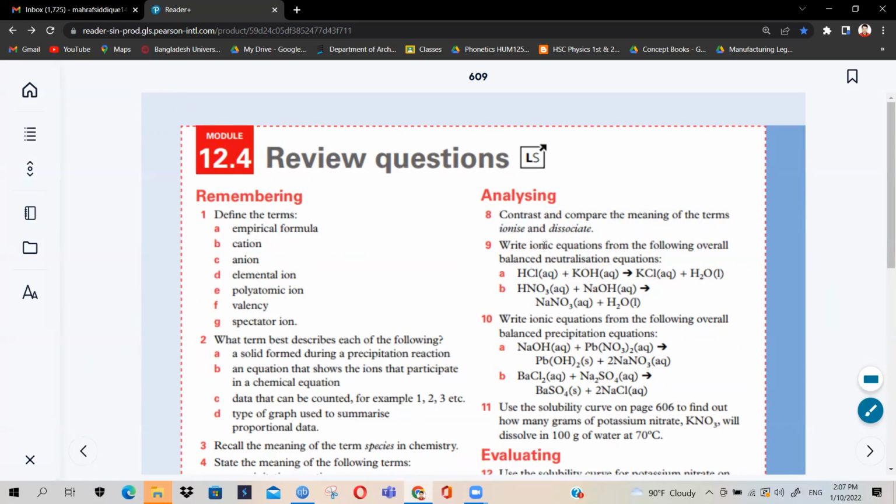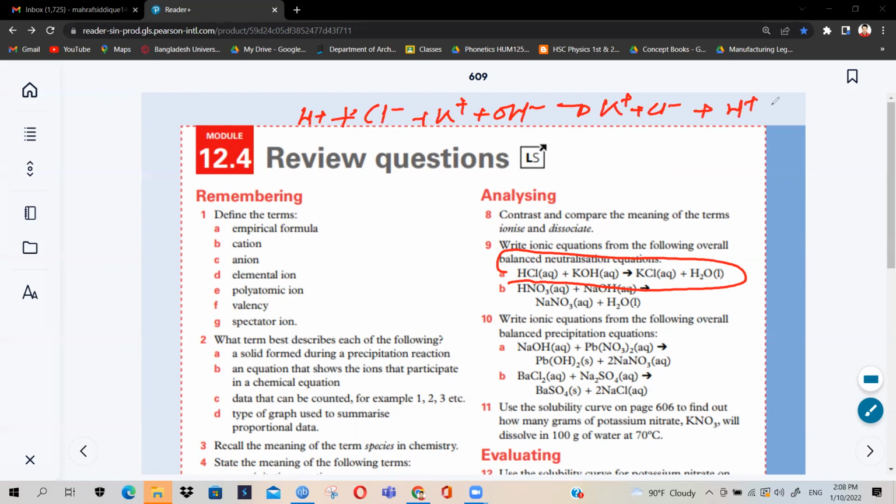So in this case, you have to write the whole thing. You cannot just write it only for potassium chloride or only for water, you have to write the whole thing. For instance, if I show you one, so this one. You write like this: H+ Cl- + K+ OH-, then K+ Cl- + H+ OH-. Okay.